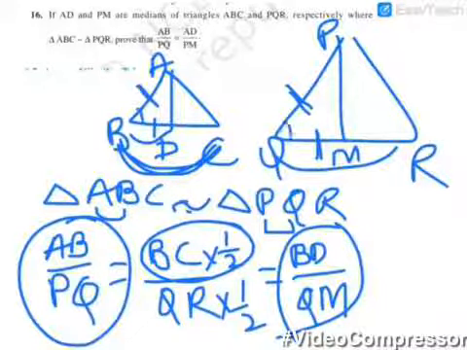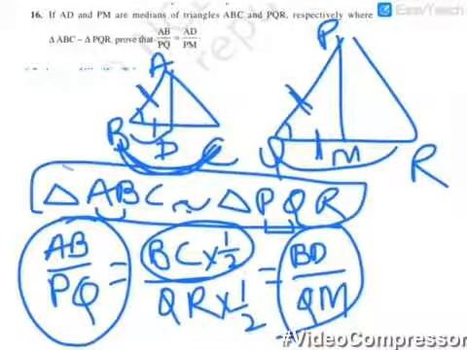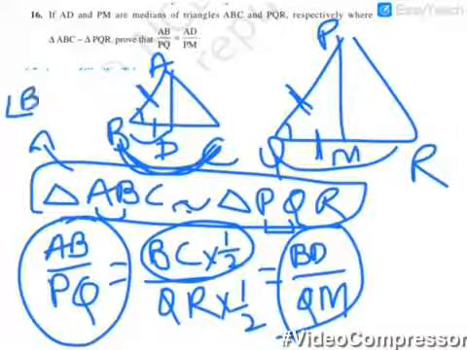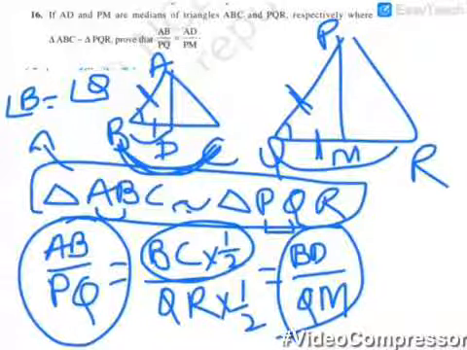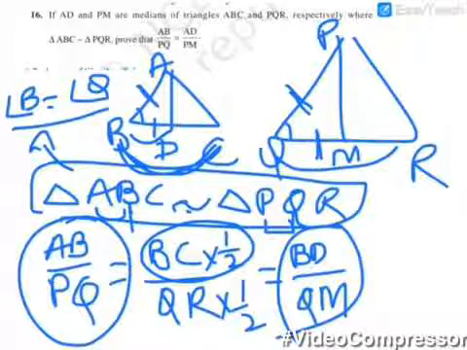Only we have to check whether the in between angle is equal or not. Since these two triangles are similar, we can write angle B is equal to angle Q. दो ट्राइंगल अगर सिमिलर है तो उसका सभी एंगल्स करस्पॉन्डिंग एंगल्स इक्वल होंगे. तो इधर P के जगह पे इधर क्या है, Q है, सो एंगल B इज इक्वल टू एंगल Q. सो नाउ AB by PQ is equal to BD by QM.